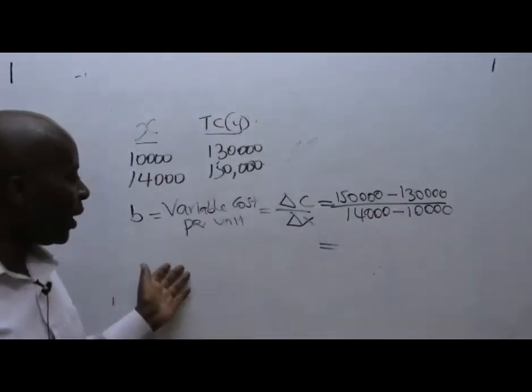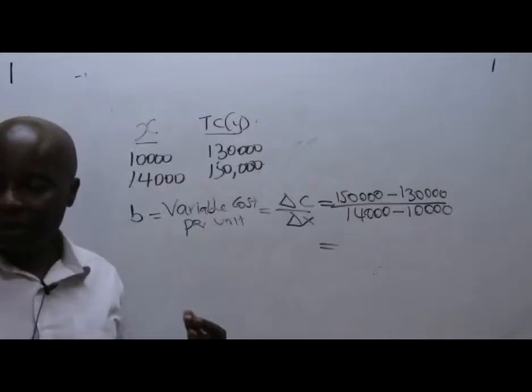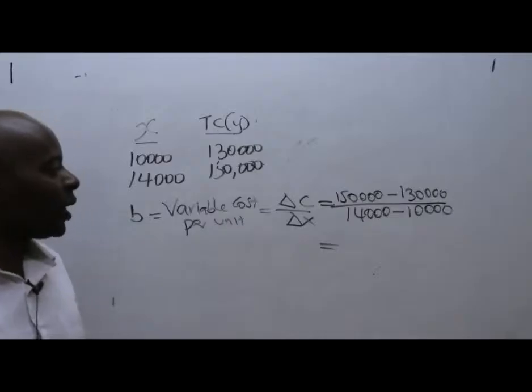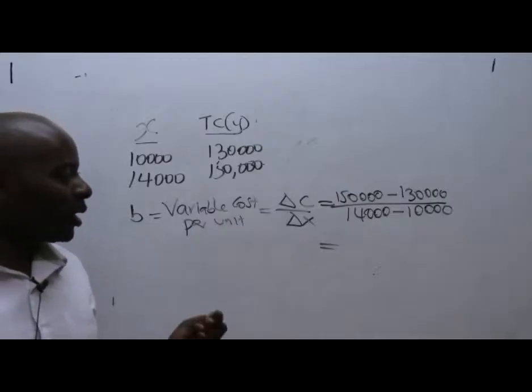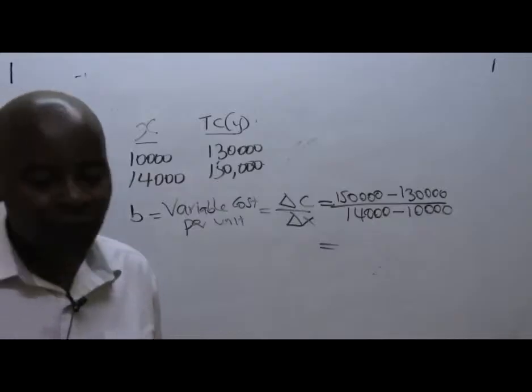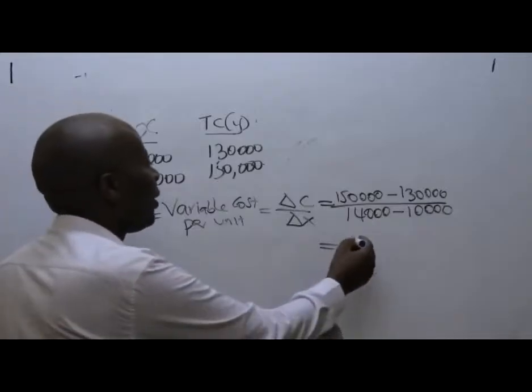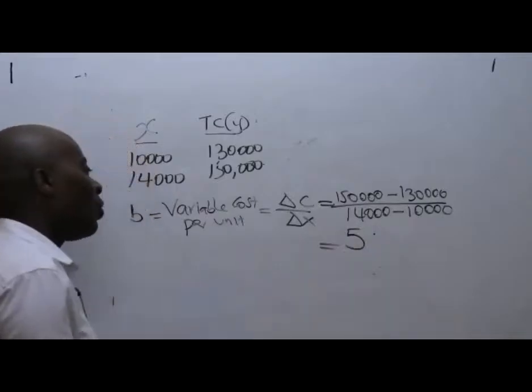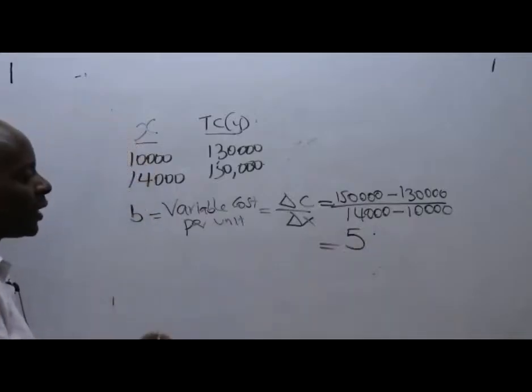Remember, B is the gradient. If you remember our straight lines concept, B is the gradient. So once I have the gradient, I'll be able to talk about variable cost per unit. Please give me an answer. I can see answers here. 5. Thank you very much. So once I get variable cost per unit as 5, the next thing will be for me to get the fixed cost.